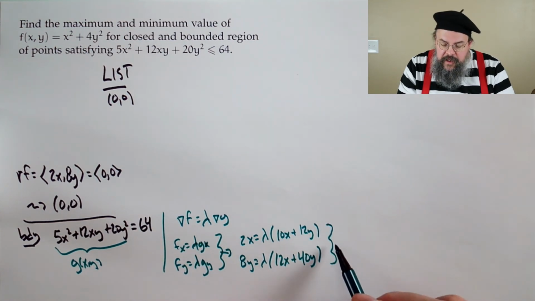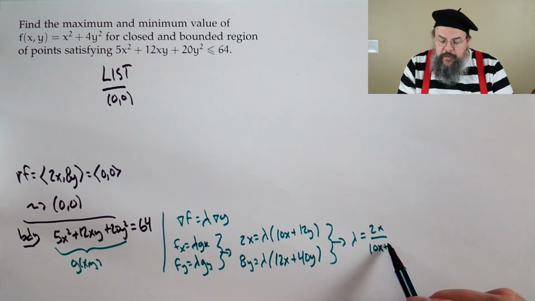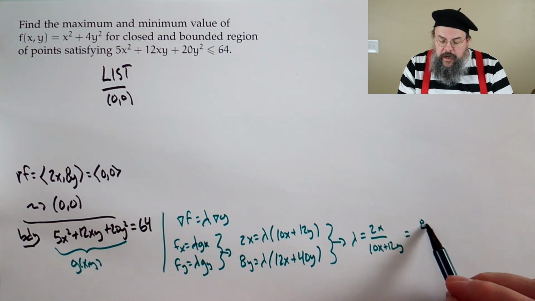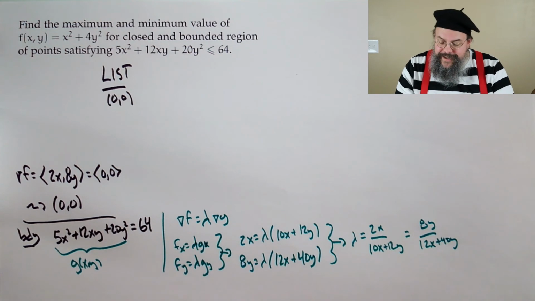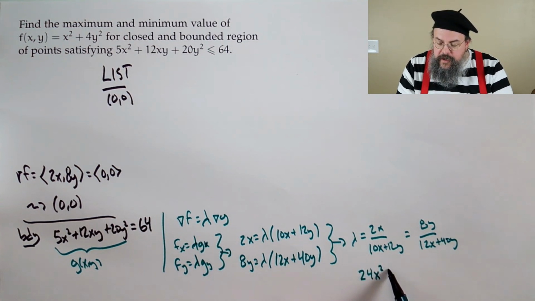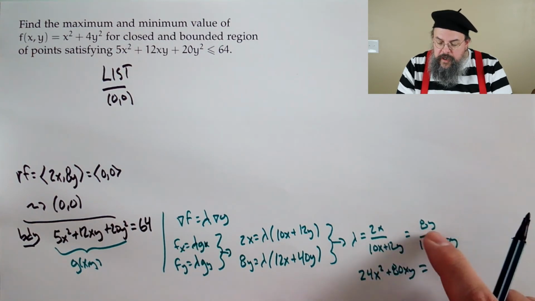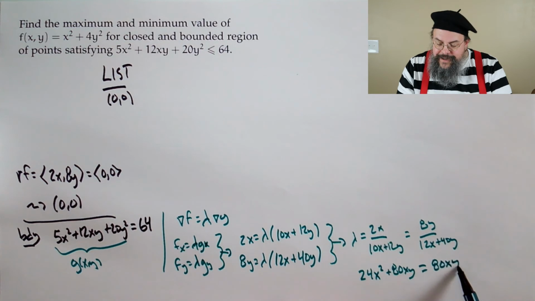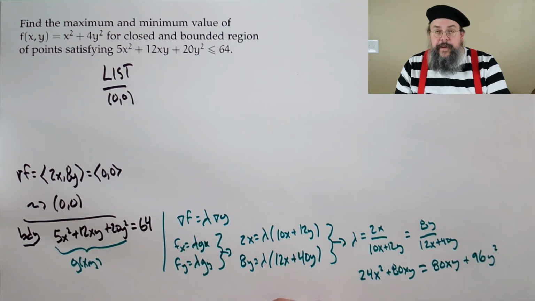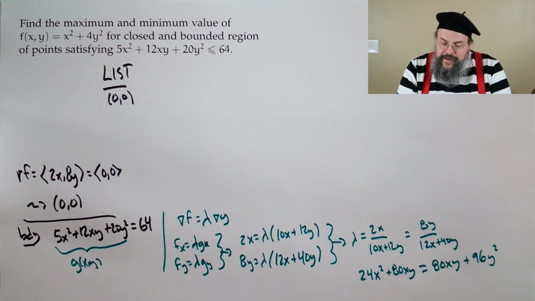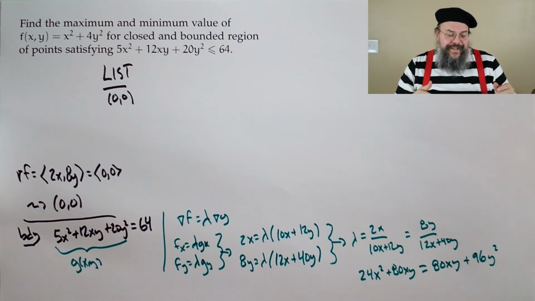So, next up, solve for lambda. Lambda is 2x over 10x plus 12y, but it's also equal to 8y over 12x plus 40y. Well, cross multiply, and we get 24x squared plus 80xy equals 80xy plus 96y squared. 8 times 12 is 96. And now we're like, wow, they love us on this problem. Because what do you see happening? The 80xy's cancel.